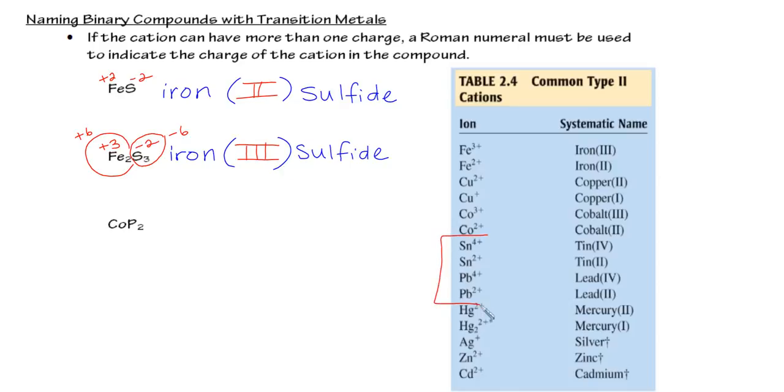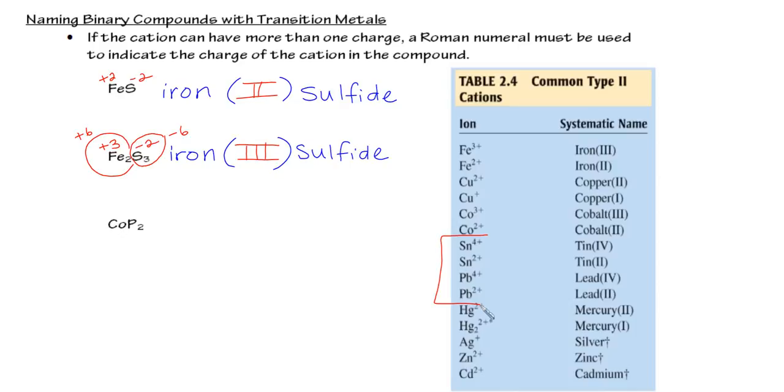The only thing that we should mention about this table are these guys. Tin and lead. Tin and lead are not transition metals. They're at the bottom of the carbon family. However, they do commonly have more than one charge. They're both usually either +2 or +4. Tin and lead will always have a Roman numeral. So that might be one to watch out for. It's technically not a transition metal, but with tin and lead, you definitely need that Roman numeral.